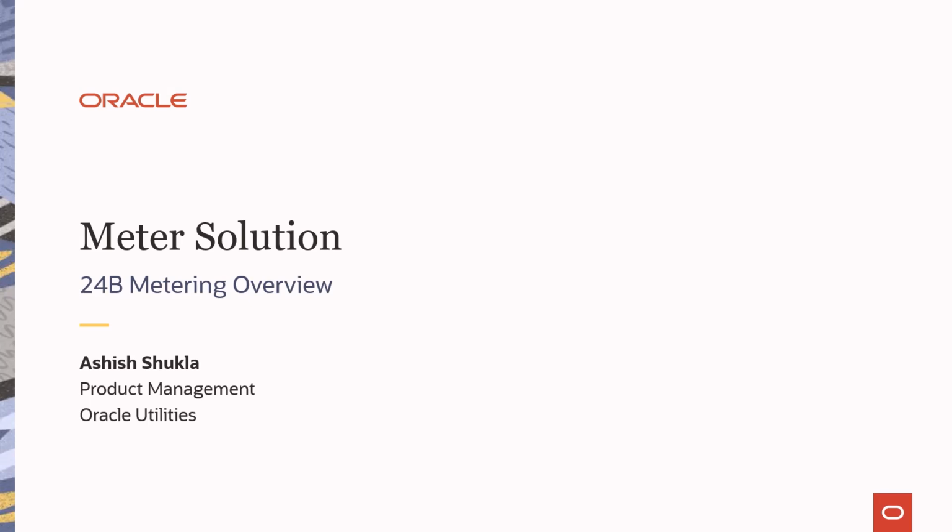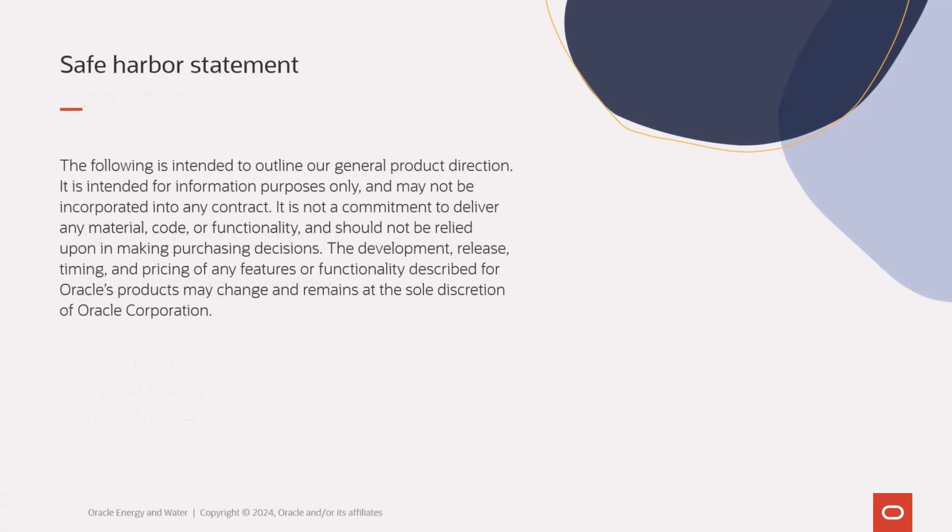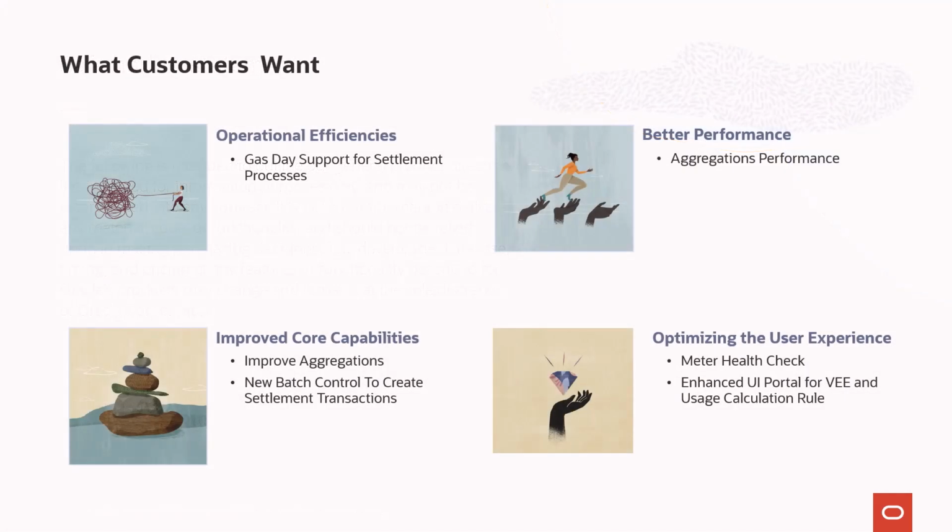Today, I would like to give you an overview of new functionality that is coming out with our metering solution 24B release. So thanks for joining the session. This is the theme for today's session. This includes operational efficiencies, better performance, improved core capabilities, and optimizing the user experience.